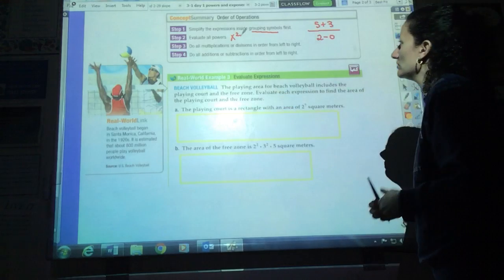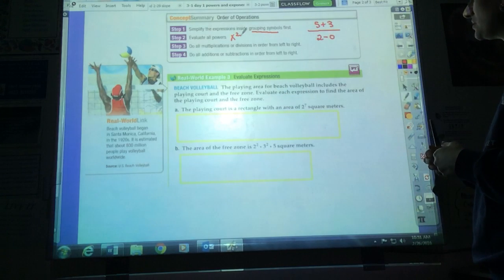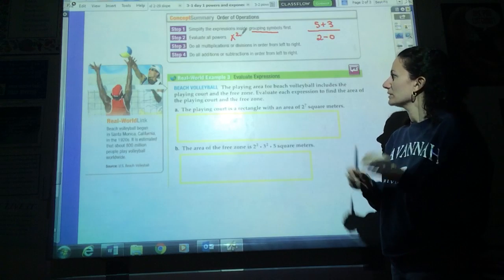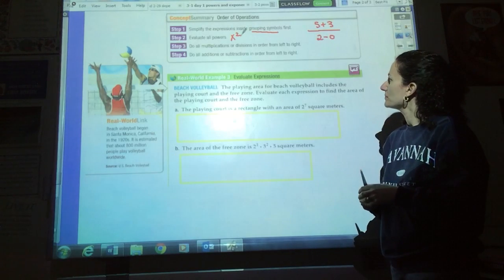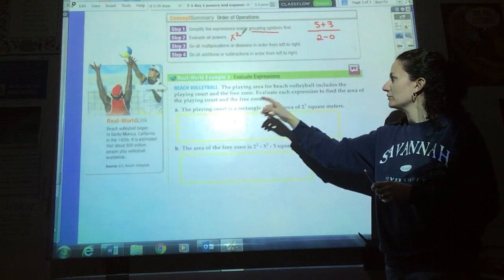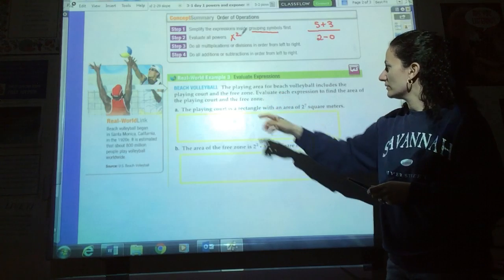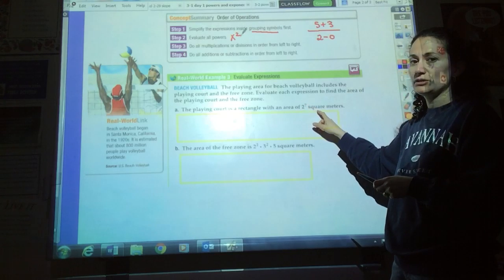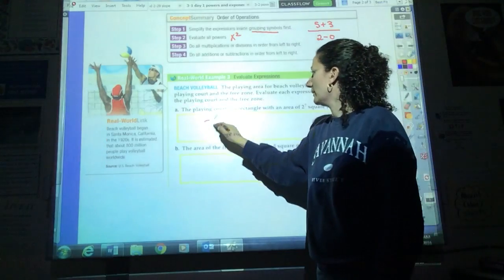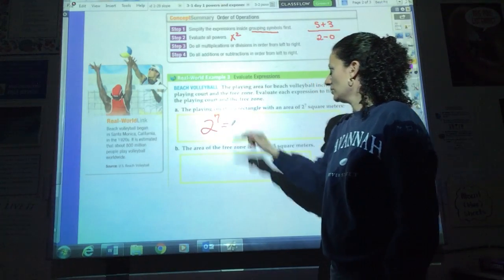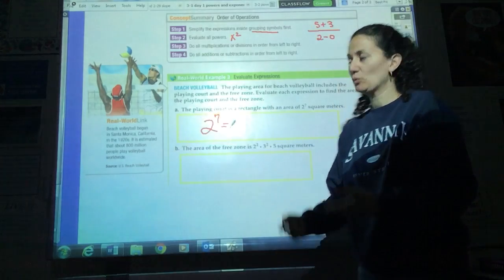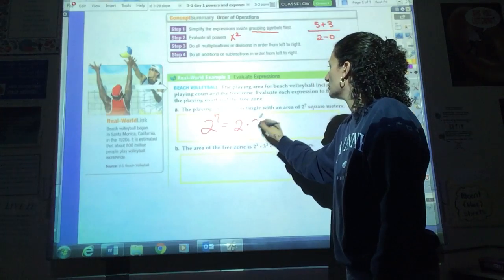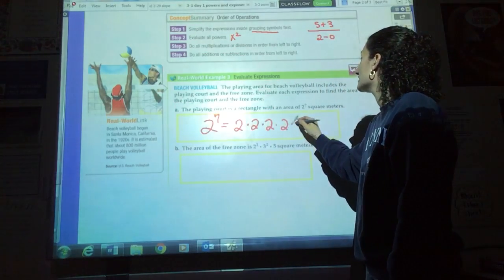So if you look at this real world example here to evaluate the expressions, we've got an example about beach volleyball. The area for beach volleyball includes the playing court and the free zone. Evaluate each expression to find the area of the playing court and the free zone. So here we've got the playing court as a rectangle with an area of 2 to the power of 7 square meters. If we want to evaluate 2 to the power of 7, we're going to do the opposite of what we just did. We're now going to break that down into the factors. This means 2 multiplied by itself 7 times.